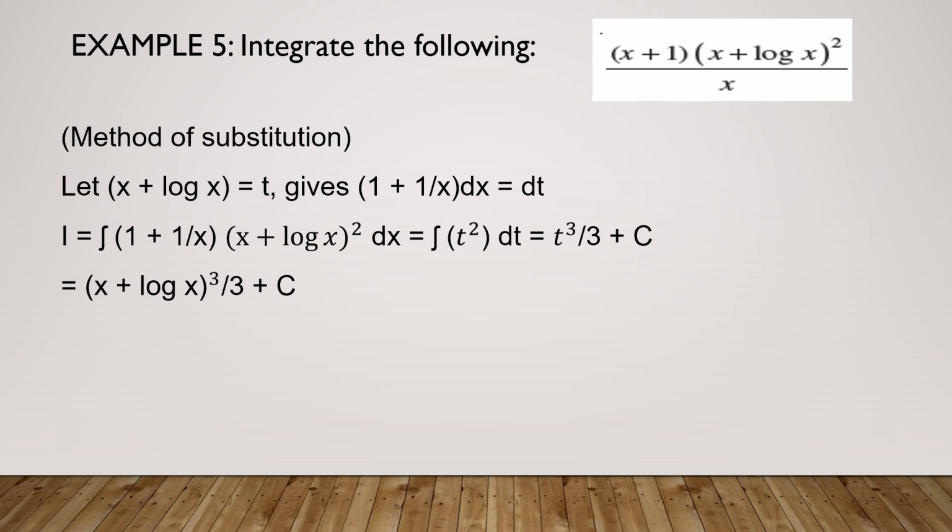So it is 1 plus 1 upon x into x plus log x whole square. So now after substitution, it has become 1 plus 1 upon x dx. Whole thing is dt. So our original function is now integrate t square dt, that is t cubed by 3. Again replace the value of t. See how simple it has become. So the integral is x plus log x whole cube upon 3 plus c.